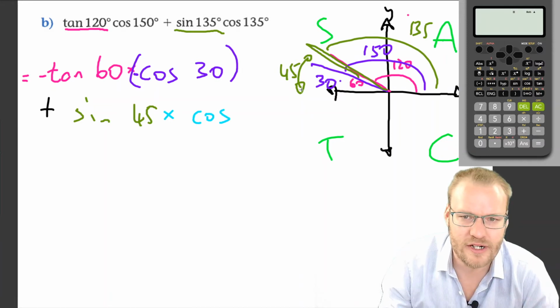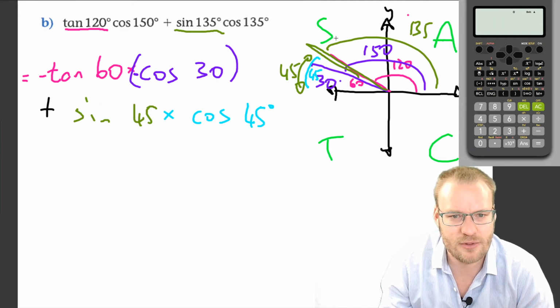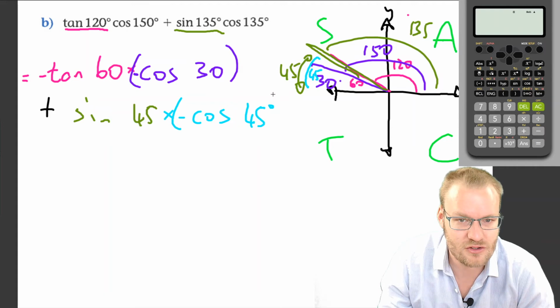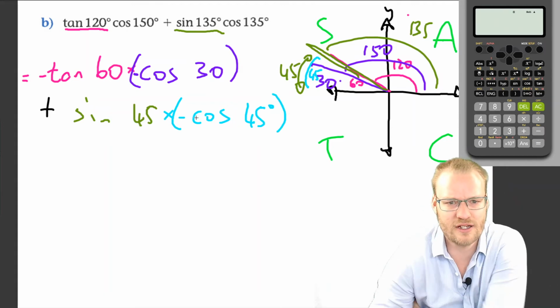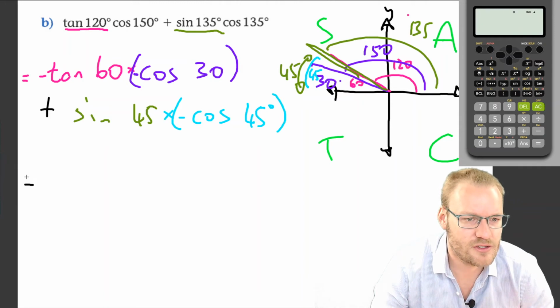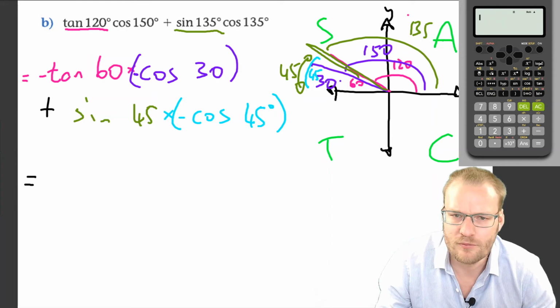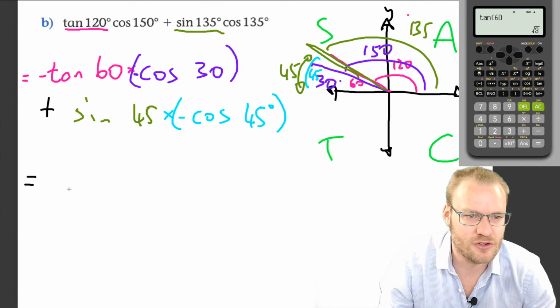cos. Well, we've already done this. We know that if it's 135, it's another 45 to get to the x-axis, so it's the same as cos 45, except positive or negative. Well, sine's positive here, so this one we're going to have to change positive to negative. So there we go, and from there we just use our beloved calculator to say tan 60. So tan 60 is root 3, so that's negative root 3.